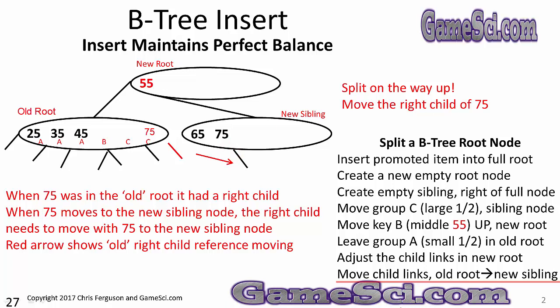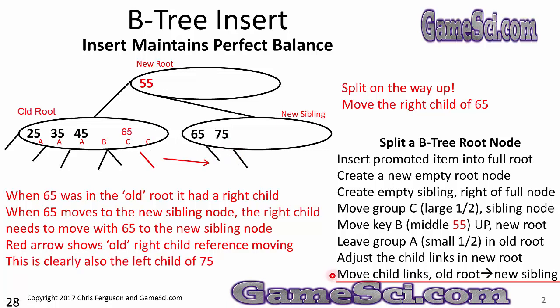Makes sense to me. Moving the child links from the old root to the new sibling. When this 65 was sitting right here, it had a right child. When 65 moves to the new sibling node, the right child needs to move with 65 to the new sibling node. The red arrow shows the old right child. This is the old right child moving to become the new right child of 65. This clearly also becomes the left child of 75.